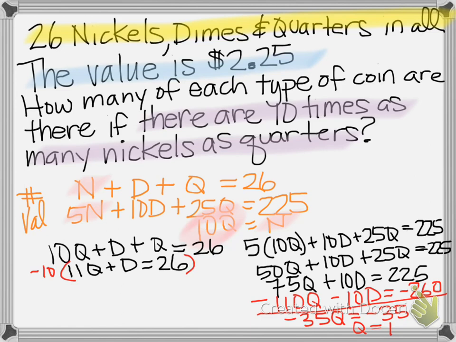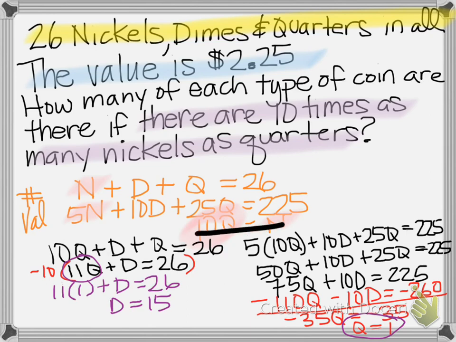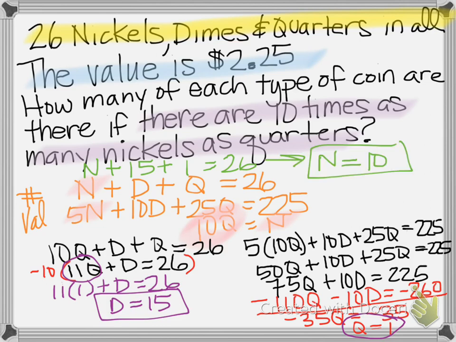So now I take that q and I can plug it into that third equation, or I guess I plugged it into that one. So q is 1, so 11 plus d is 26, so therefore d is 15. Probably would have been easier to plug it in right here, but I didn't do that, but you probably did. Okay, so now I have d and I have q, so all I have to do is plug them in again. I plugged them into that very first equation. So n plus 15 plus 1 is 26, therefore n is 10. So nickels, 10 nickels, 15 dimes, 1 quarter.